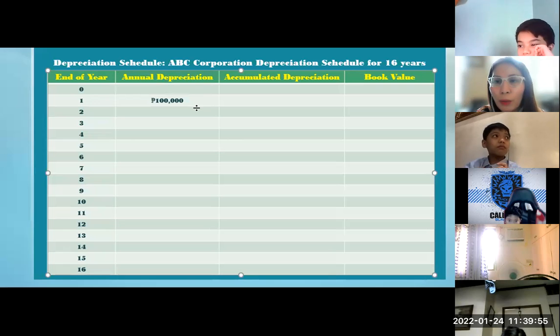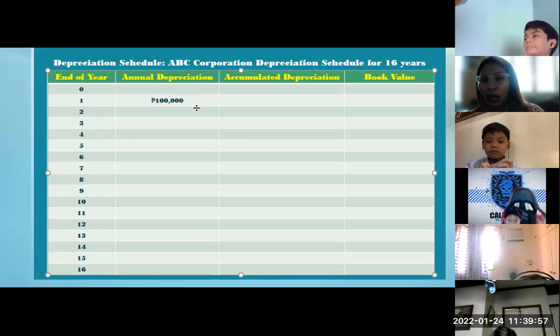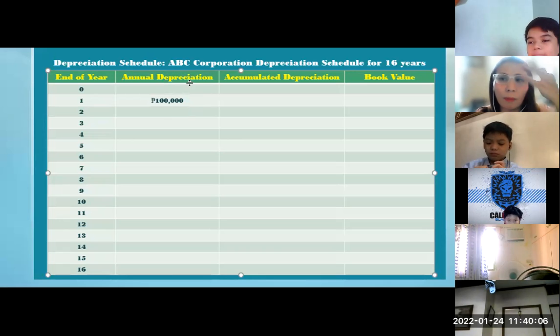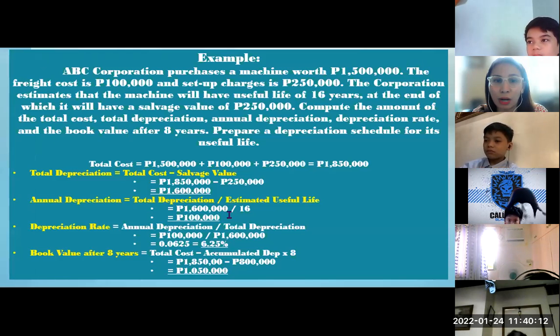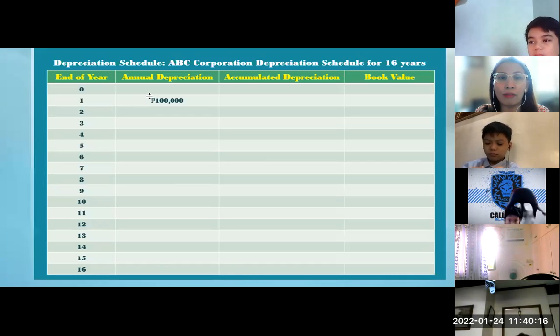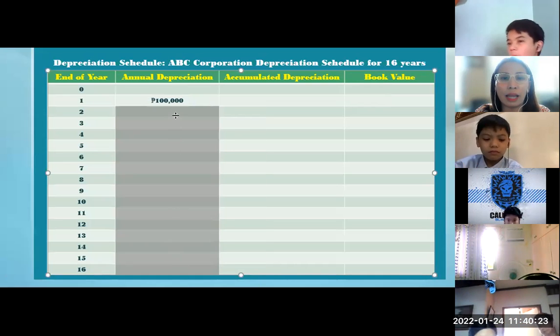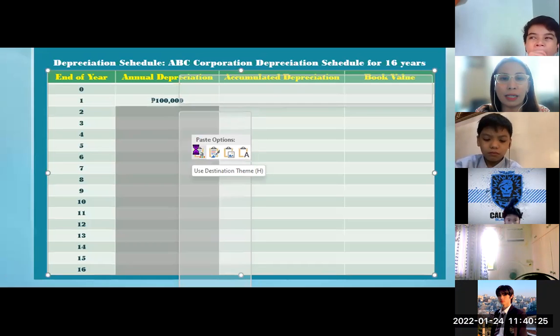So how are we going to complete or encode the amounts inside the chart? So lagay lang natin always annual depreciation. Based on our computation, meron tayong computation, ang annual depreciation natin ay 100,000 pesos. So all we have to do is to copy. Copy lang natin yan. Highlight, and then I'll paste it.